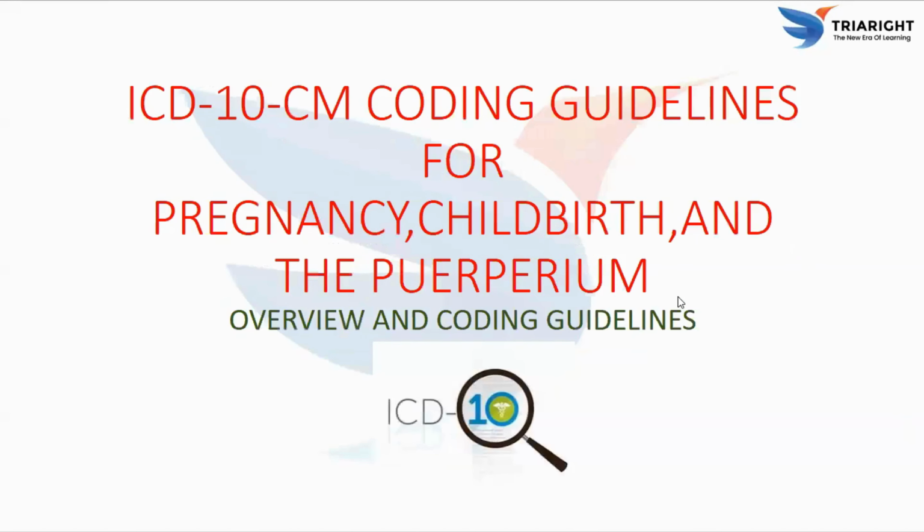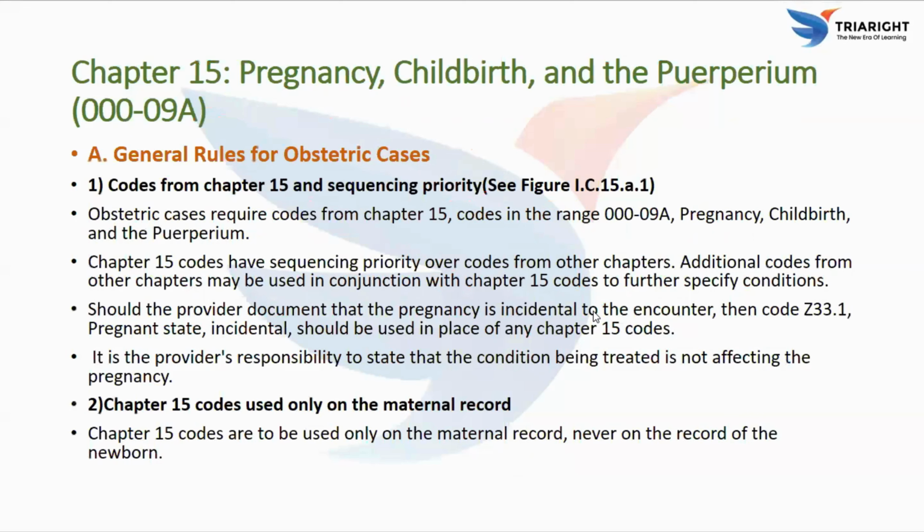Next, coming to the ICD-10 coding guidelines for pregnancy, childbirth and puerperium. The pregnancy, childbirth and puerperium codes fall under chapter 15. What is the series? O00 to O9A.